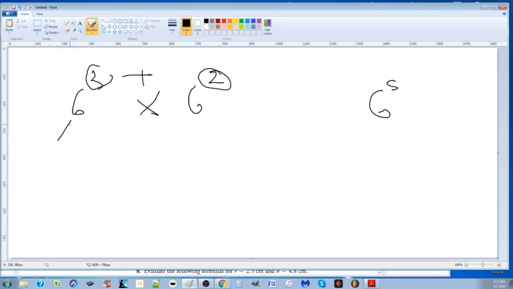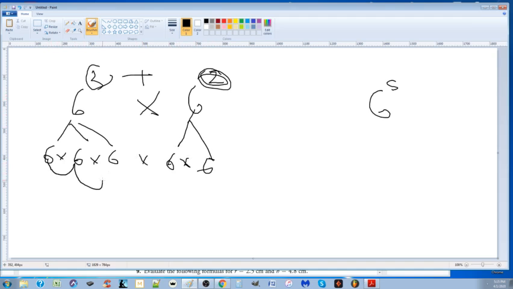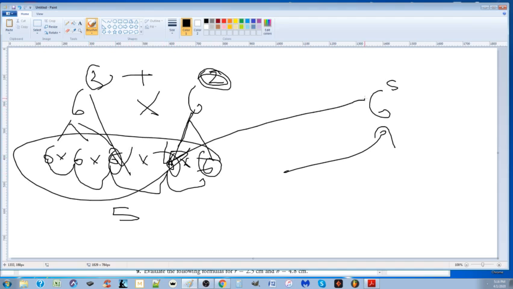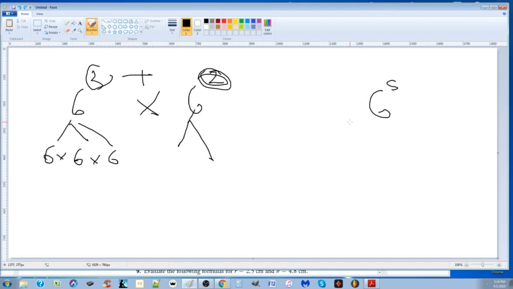Let's break this down. What does 6 to the power of 3 mean? It means 6 times 6 times 6. What does 6 to the power of 2 mean? It means 6 times 6. Now I've got 6 times 6 times 6 times 6 times 6, 5 times. That's the same as multiplying 6 by itself 5 times, or 6 to the power of 5. So when you break down the exponents into what they actually are, you can easily see why this rule came about. Let's look at some other rules that apply.